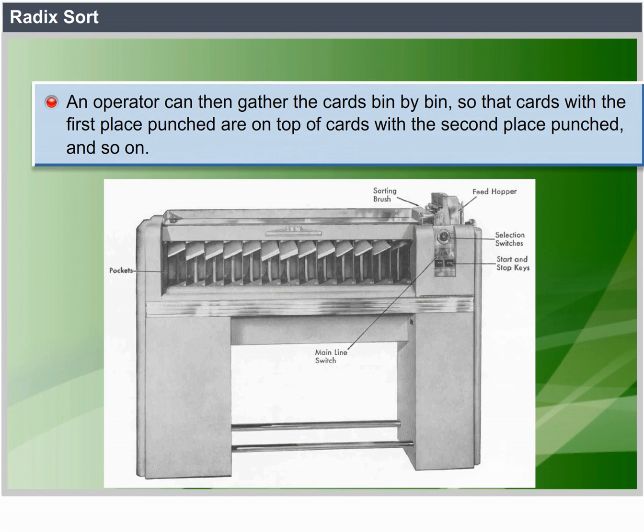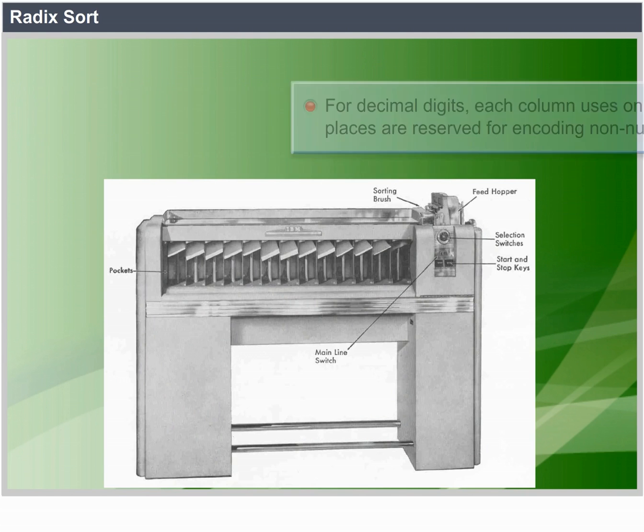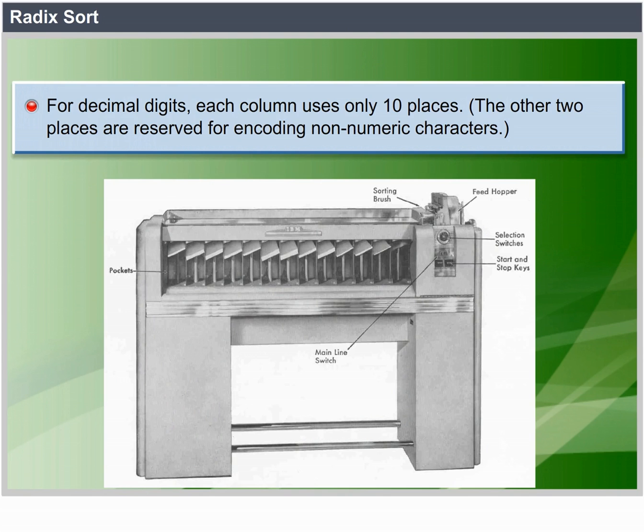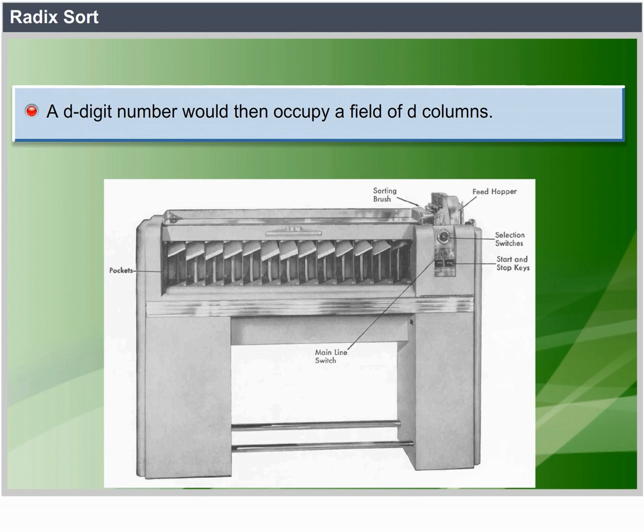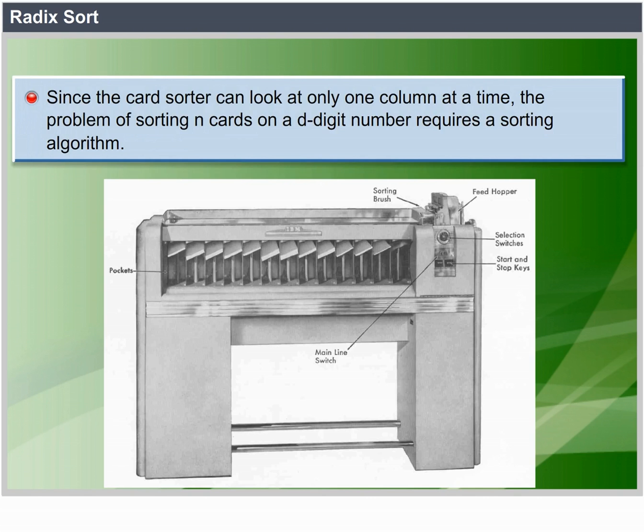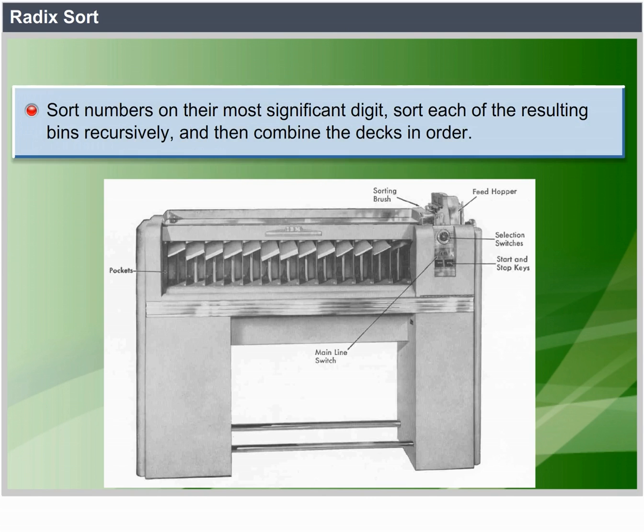For decimal digits, each column uses only 10 places. The other 2 places are reserved for encoding non-numeric characters. A d-digit number would then occupy a field of d columns. Since the card sorter can look at only one column at a time, the problem of sorting n cards on a d-digit number requires a sorting algorithm. Sort numbers on their most significant digit. Sort each of the resulting bins recursively, and then combine the decks in order.